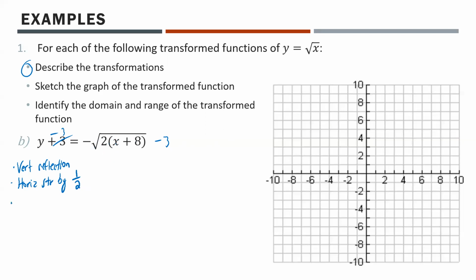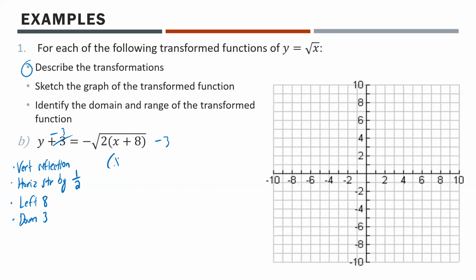Next thing we have here is in the brackets, x plus 8. Well, plus 8 means we're going left 8. And then the last thing there, that -3 means we're going down 3. Awesome. Now, just like before, I'm going to use mapping notation to move all this stuff over.